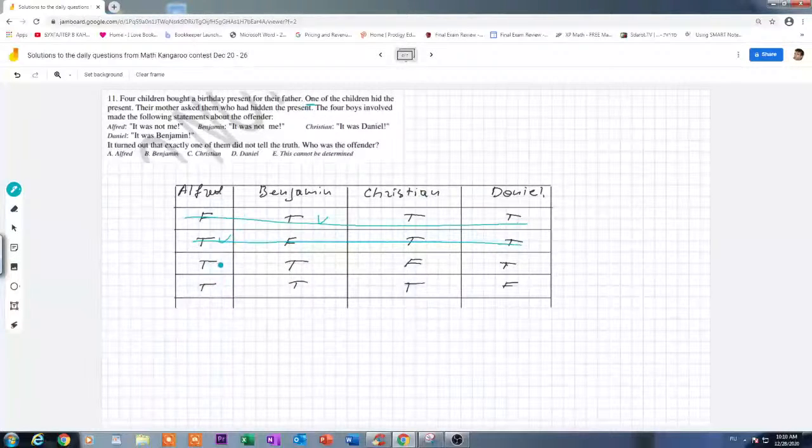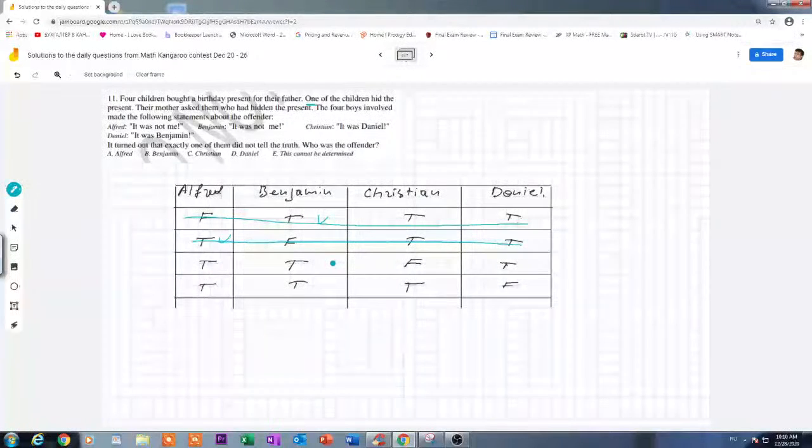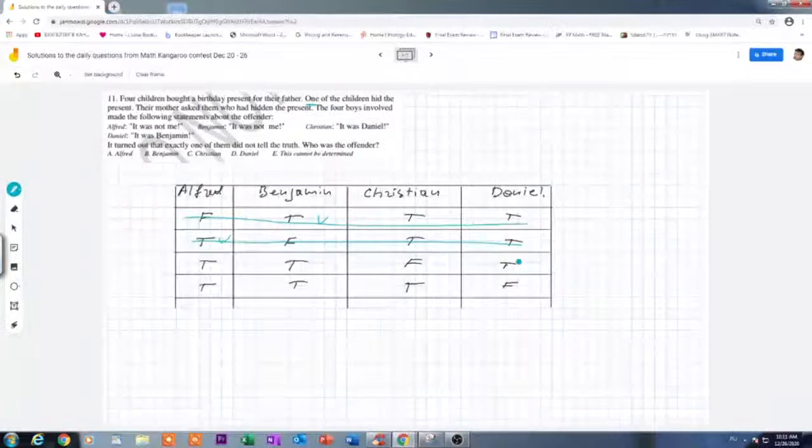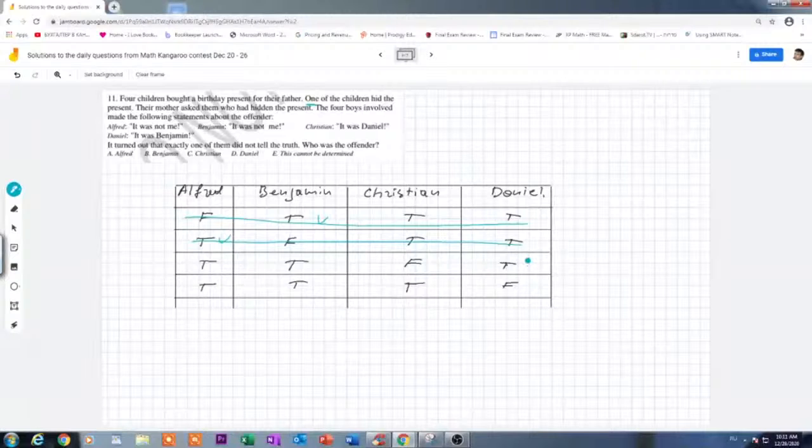So third assumption, Alfred said truth, it wasn't him. Benjamin said the truth, it wasn't him. Now, Christian said it was Daniel, right? It was Daniel, and Daniel said it was Benjamin. Okay, so this scenario is not possible again. Why?